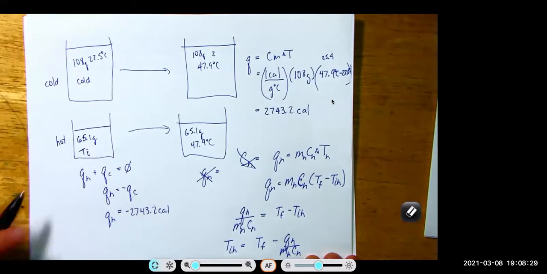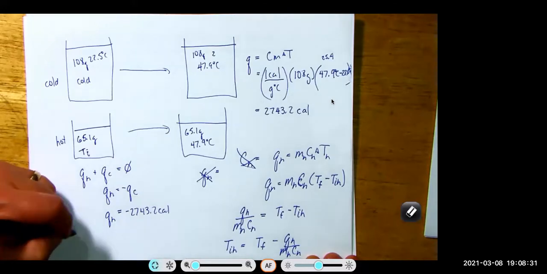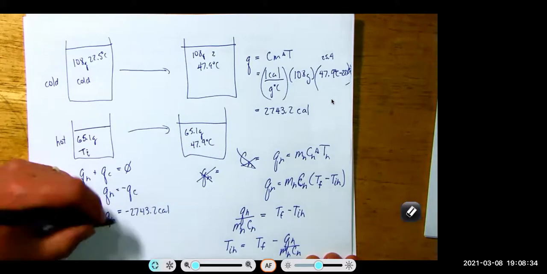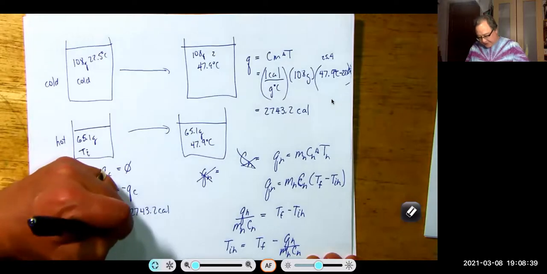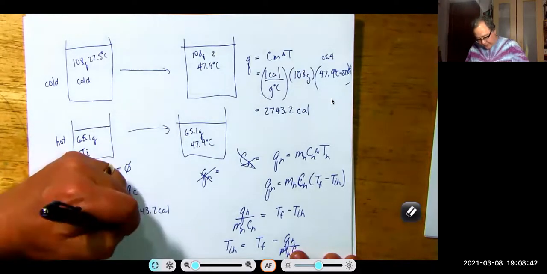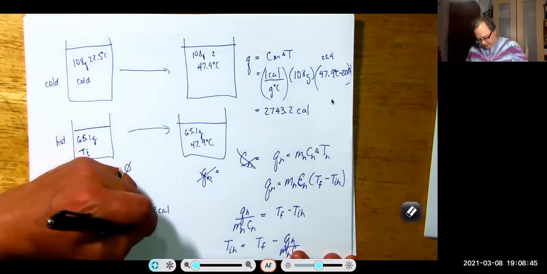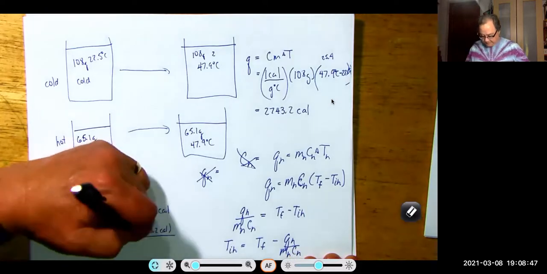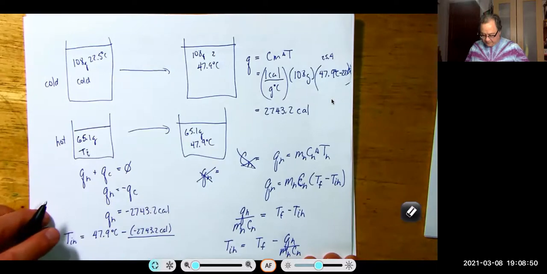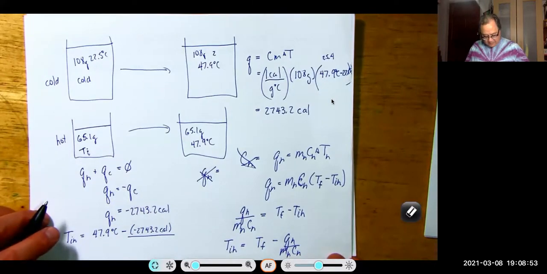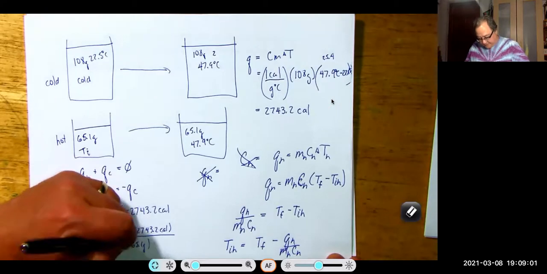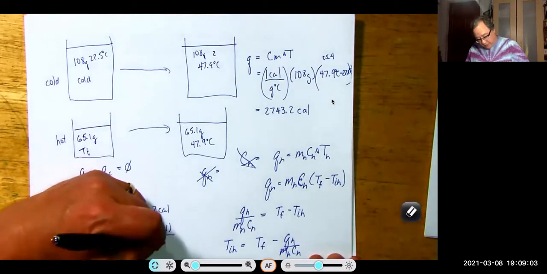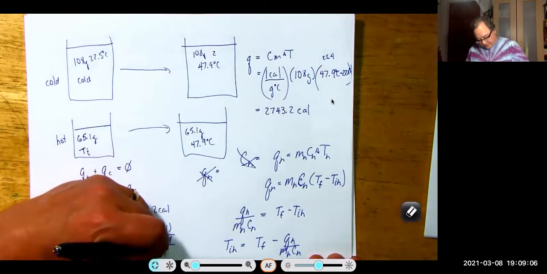So I have 47.9 minus Q of the hot over mass of the hot times specific heat capacity of the hot equals T initial. So 47.9 degrees Celsius minus Q of the hot, which is negative 2743.2 calories, and the mass of the hot was 65.1 grams. And the specific heat capacity is 1 calorie per gram degree Celsius.